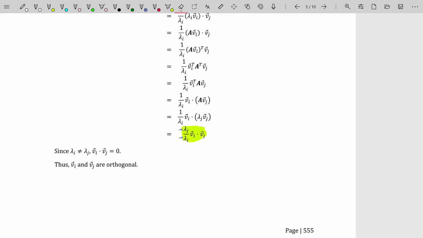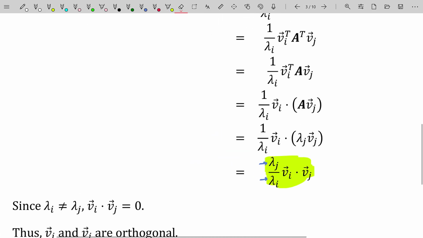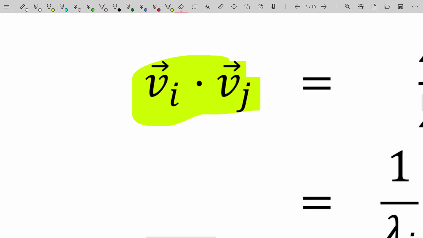And thus, those two vectors must be orthogonal. Now you may say, but hold on. What if lambda sub j is equal to 0? Well, we know that lambda sub i can't be equal to 0, but what if lambda sub j is equal to 0? Well then, since it's equal to 0, this dot product must still be 0.